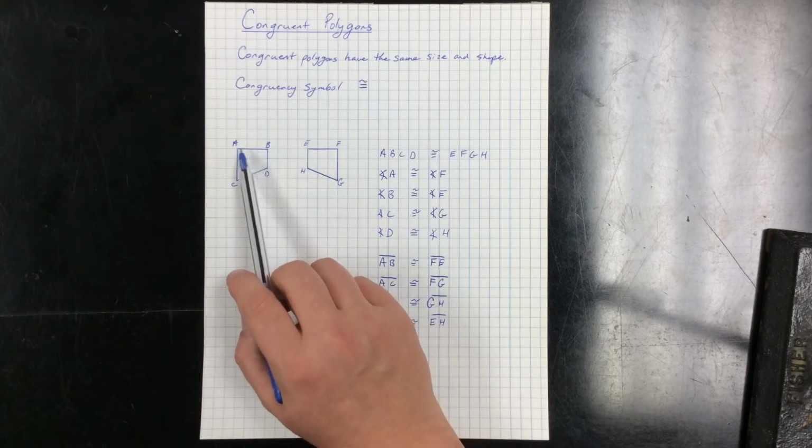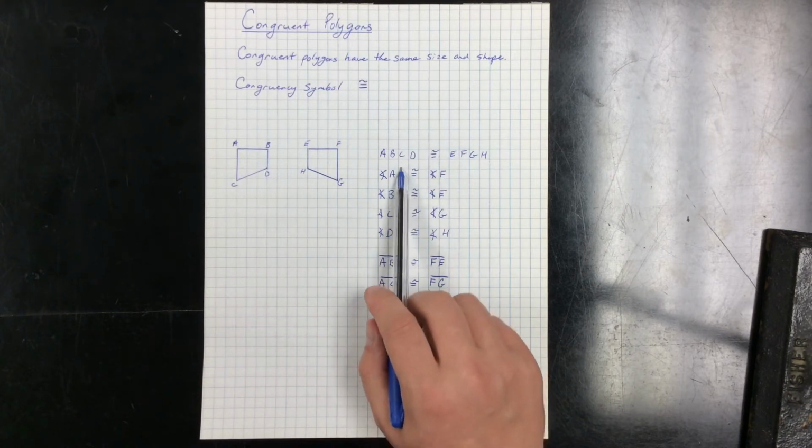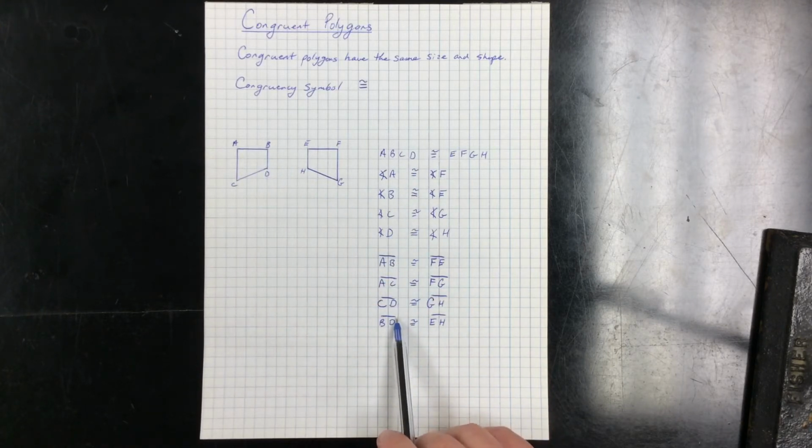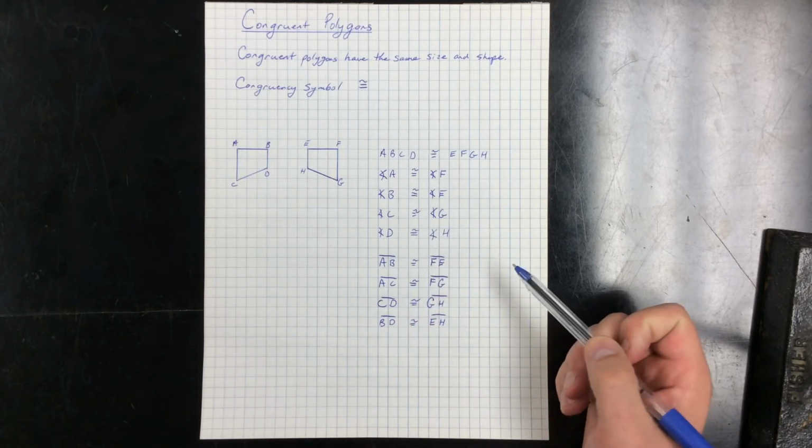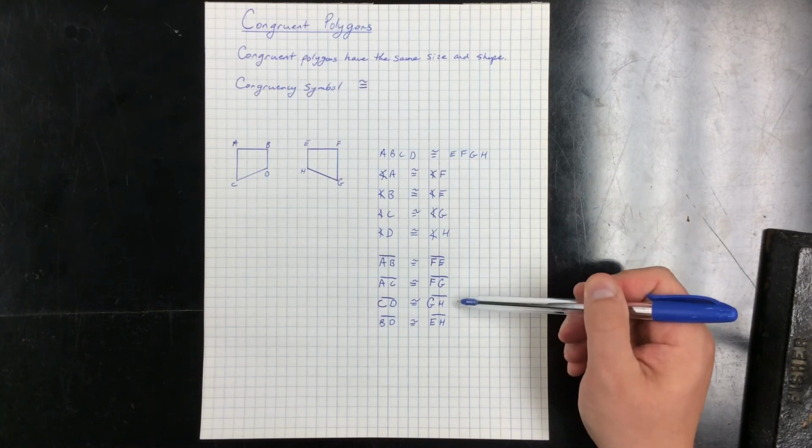You're going to notice that the original had 1, 2, 3, 4 sides, so I had 4 angles and 4 sides. Each had a congruent. If we'd done this with triangles, triangles have 3 sides, so we had 3 angles and 3 sides.